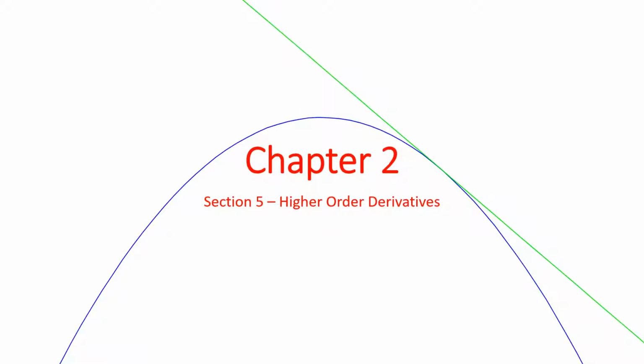Welcome back to section 5 in chapter 2. In this section, we're going to be looking at something called higher order derivatives. Now, a higher order derivative is nothing new. We're going to be using the same skills that we've been working on for the past few sections. We're just going to throw a little twist in it. It's more of a definition than anything else.